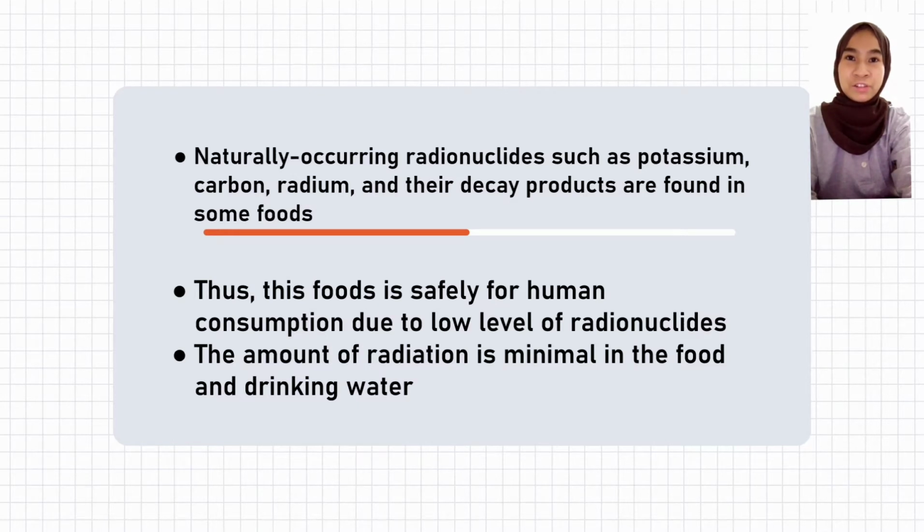Natural occurring radionuclides such as potassium, carbon, radium, and their decay products are found in some food. These foods are safe for human consumption due to low level of radionuclides. The amount of radionuclides is minimal in the food.